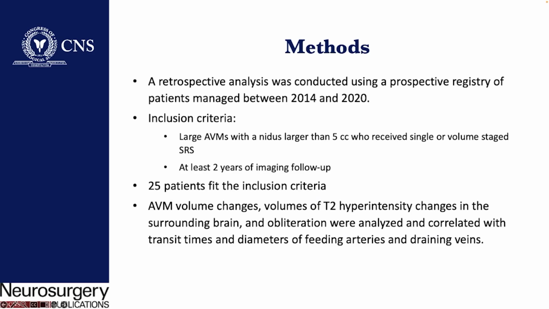This was a retrospective analysis that was conducted using a prospective registry of patients managed at our institution between 2014 and 2020. Our inclusion criteria included large AVMs with a nidus larger than 5 cc's who received single or volume staged SRS and at least 2 years of imaging follow-ups. In total, 25 patients fit the inclusion criteria. In the study, we analyzed AVM volume changes, volumes of T2 hyperintensity changes in the surrounding brain, and obliteration. And these variables were correlated with transit times and diameters of feeding arteries and draining veins.